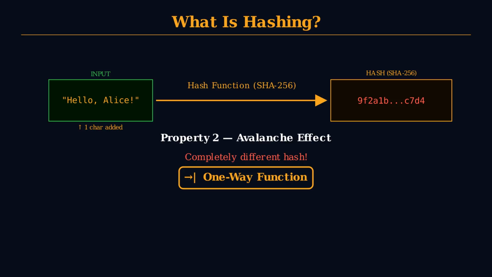This is completely intentional. Hashing has two properties that make it incredibly useful. First, it is deterministic. "Hello, Alice" will always produce the exact same hash, every single time. Second, and this is the fascinating part, the avalanche effect. Change just one character. Add an exclamation mark. The output hash is completely, wildly different. Not a little different, unrecognizably different. This is what makes hashing so powerful for detecting tampering. If even a single byte of your data changes, the hash changes completely, and you will know immediately.